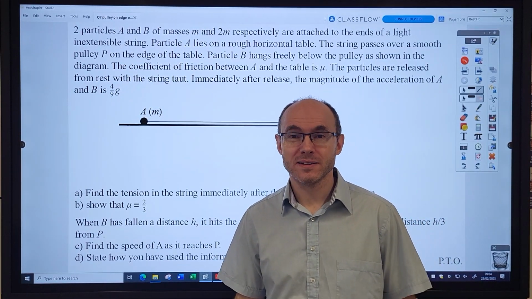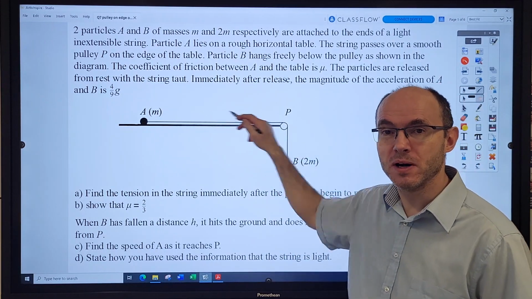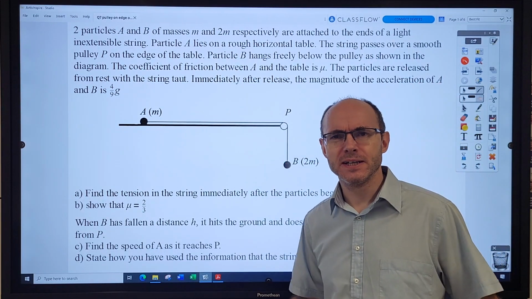Hi, welcome back to another mechanics question. Here we have a table and a pulley and two particles that are connected together. Okay, let's have a look at this.